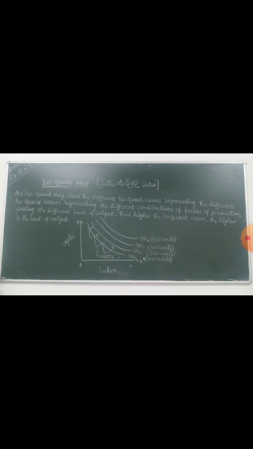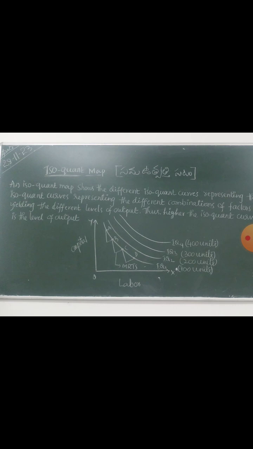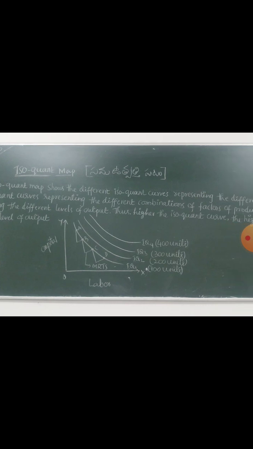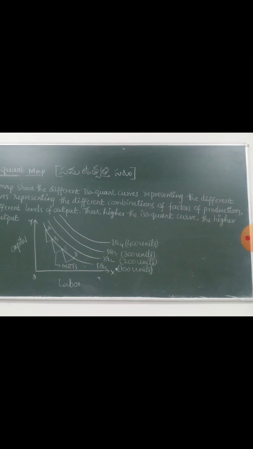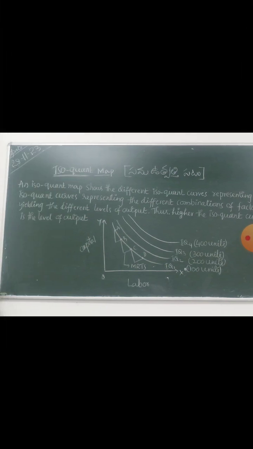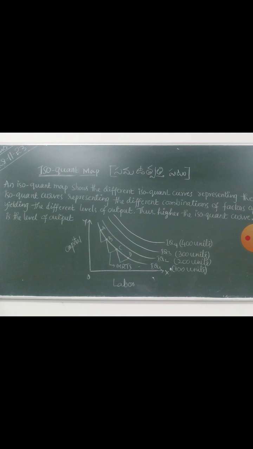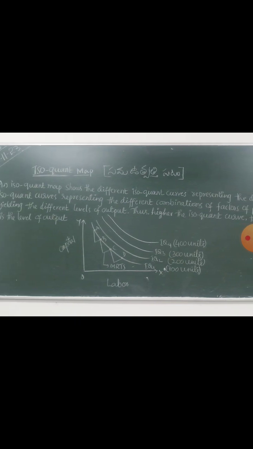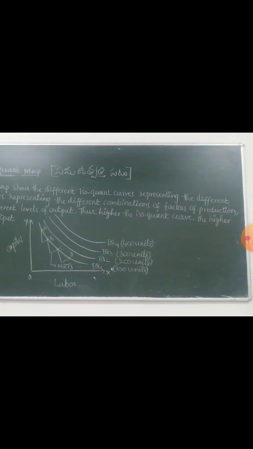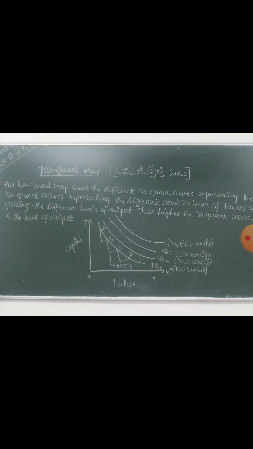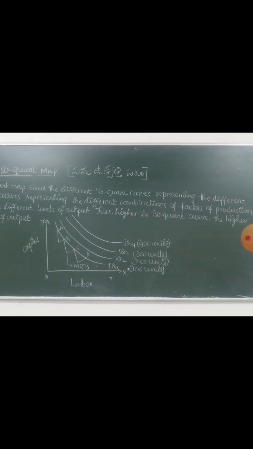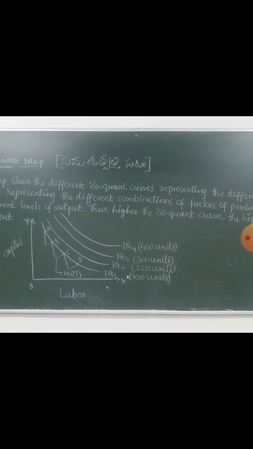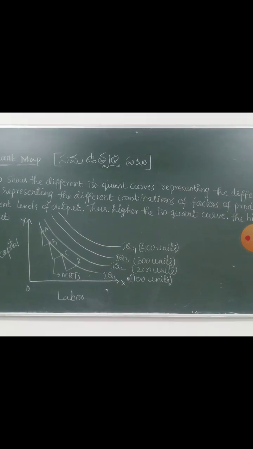Now the iso-quant map. What is the iso-quant map? An iso-quant map shows different iso-quant curves representing different combinations of factors of production yielding different levels of output. Thus, the higher the iso-quant curve, the higher the level of output. On the x-axis is labor and on the y-axis is capital, with different combinations A, B, C, D, and other curves IQ2, IQ3, IQ4.